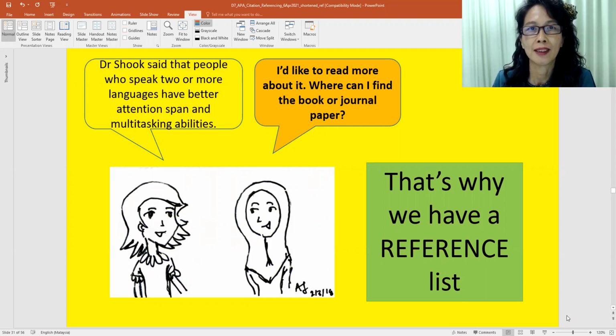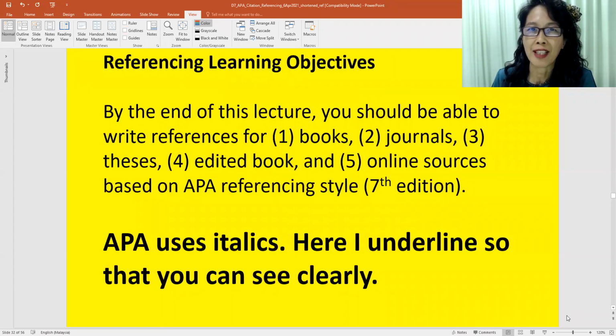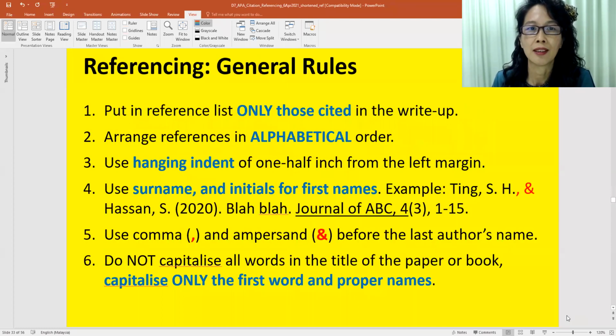they require. At the end of this session, I hope you'll be able to write references for books, journals, theses, edited book, and online sources, and to be able to use the information that you learn to figure out how to write references for other kinds of materials you come across. APA uses italics, but I use underline in my slides so that you can see it more clearly.